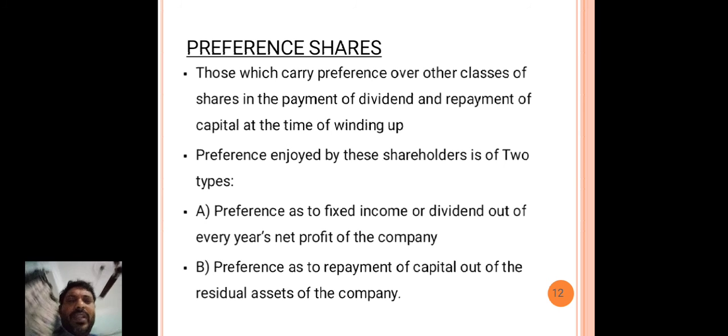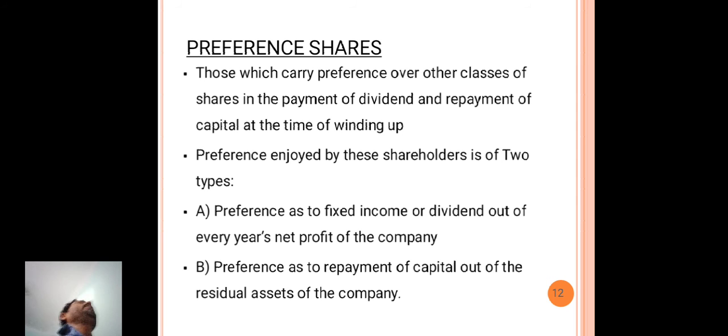The preference enjoyed by these shareholders is of two types. A. Preference as to fixed income or dividend out of every year's net profit of the company. So here the rate of dividend is fixed. B. Preference as to repayment of capital out of the residual assets of the company. The preference shareholders enjoy the preference.